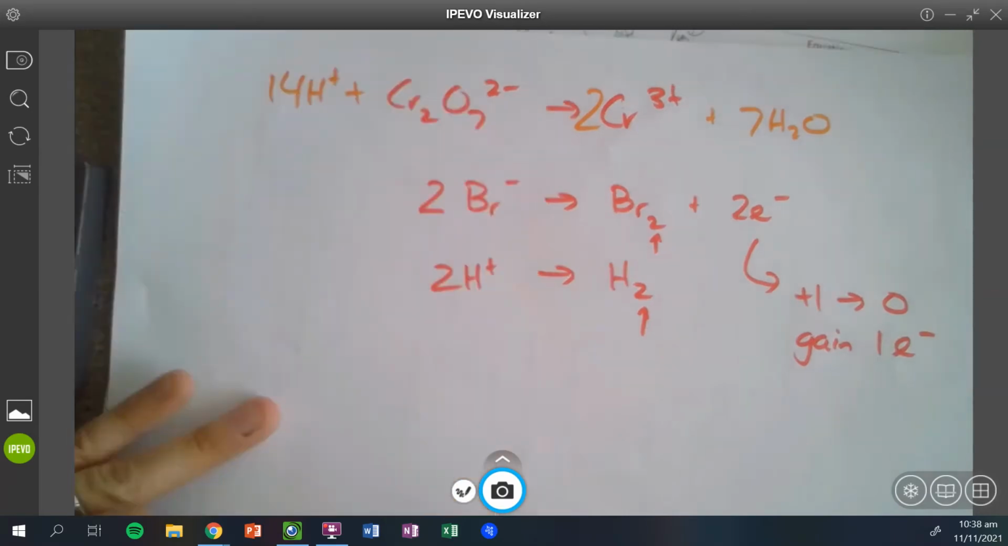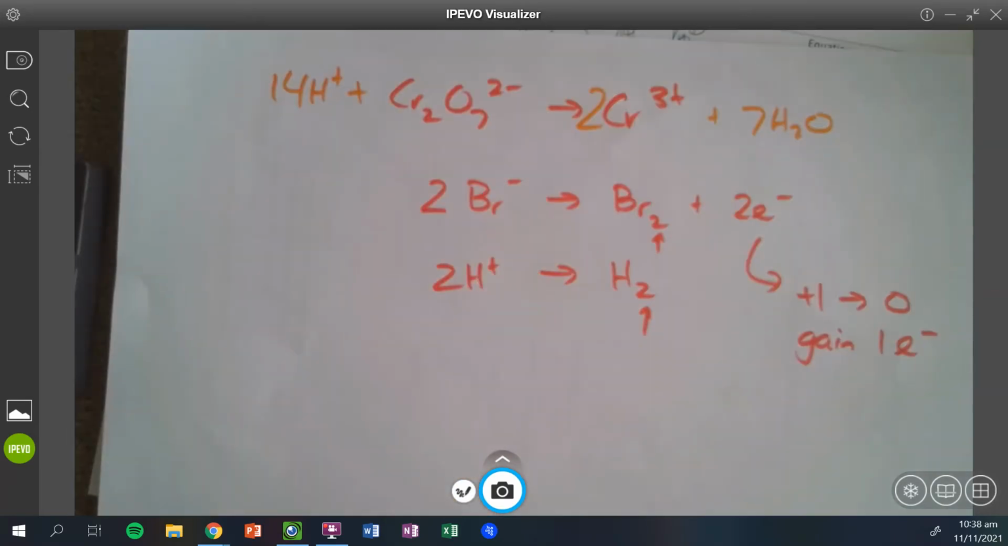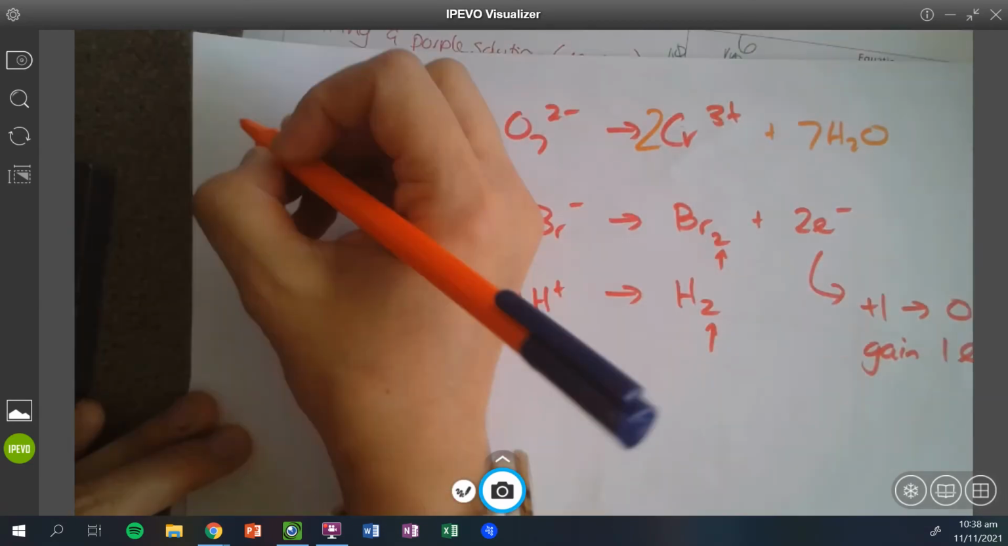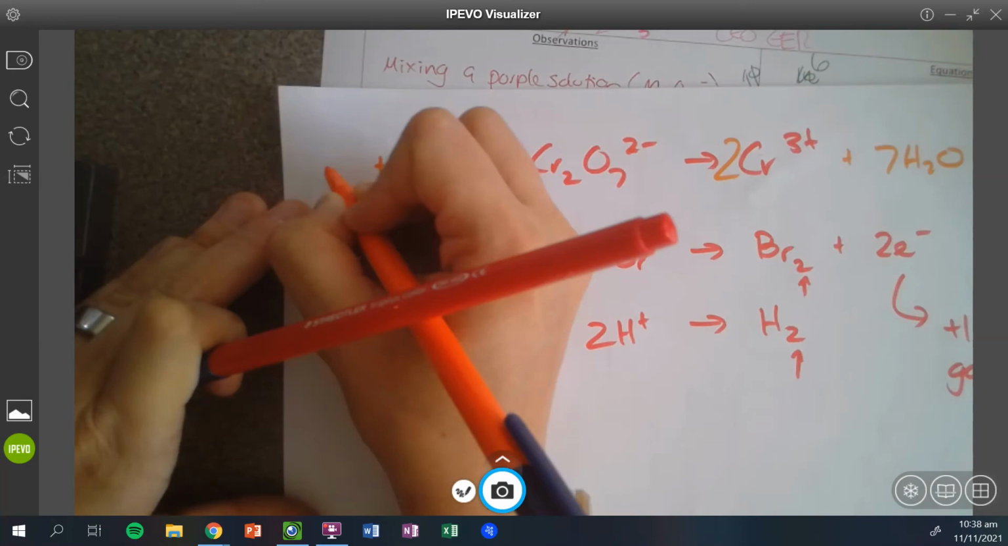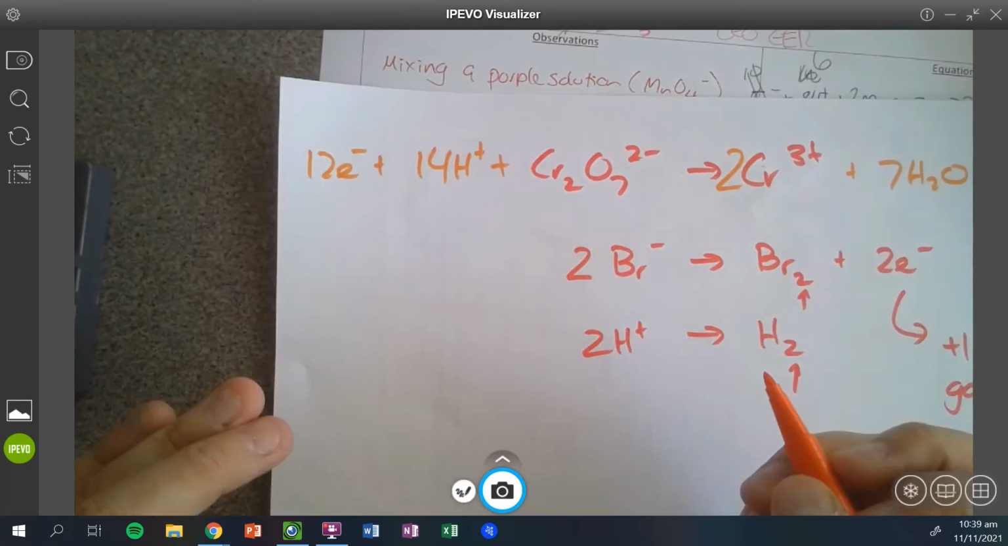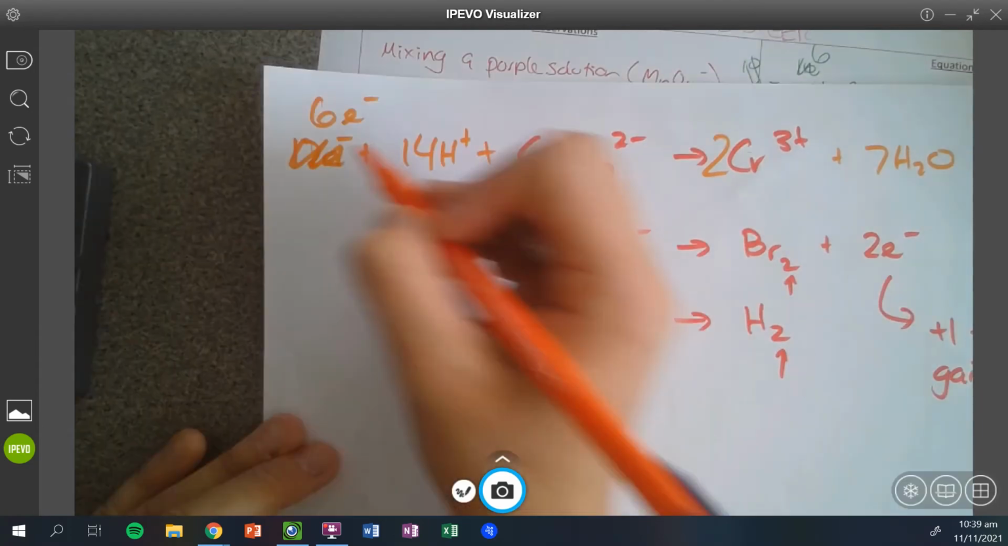Like that. And then when you're balancing your charge, what is that? 12, that's 6. So you add 12 electrons? No. Wait, is that right? No. That's too many. 6. You balance it with 6 electrons.